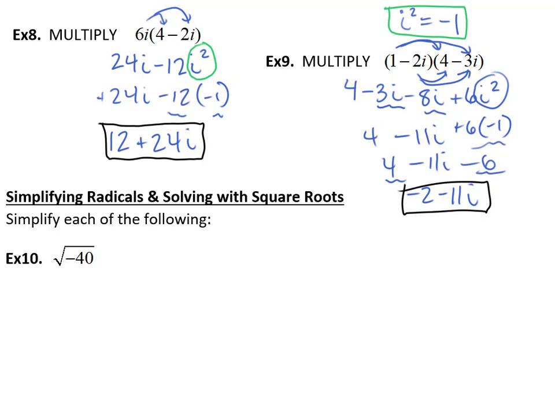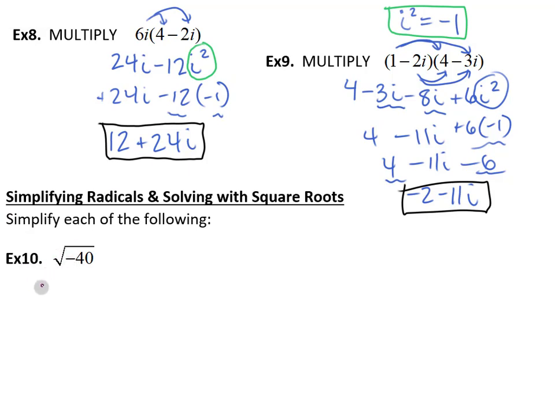Okay, let's try some more. Now it's asking us to use some of our knowledge to simplify radicals. The solving with square roots we'll get to in a bit. Right now we're just going to work on simplifying radicals with what we know about i. How do I simplify something that has a negative radical? So simplify each of the following.